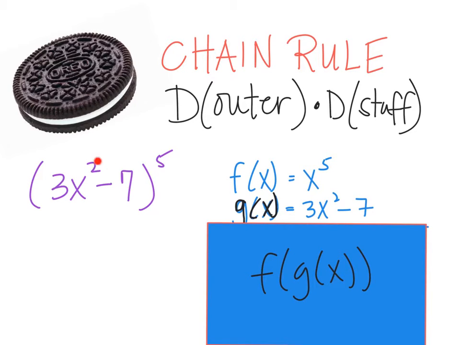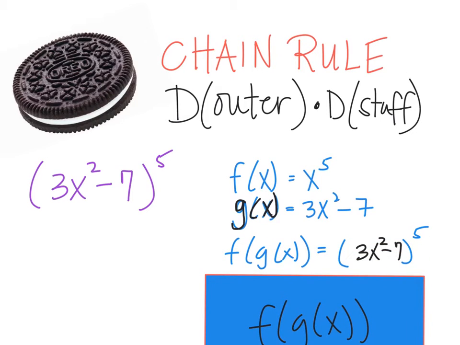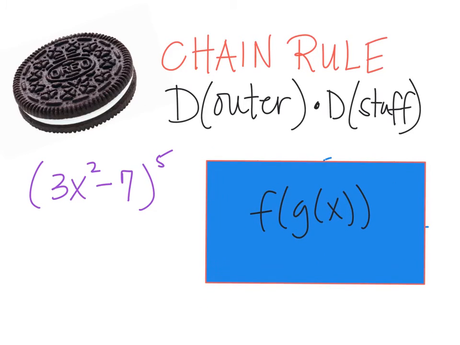And what's really happening is that g of x is going inside f of x, so f of g of x is 3x squared minus 7 to the 5th. And now I want to take the derivative of this function. Well, instead of taking 3x squared minus 7 and multiplying it by itself 5 times and then taking the derivative, we can use what's called the chain rule.